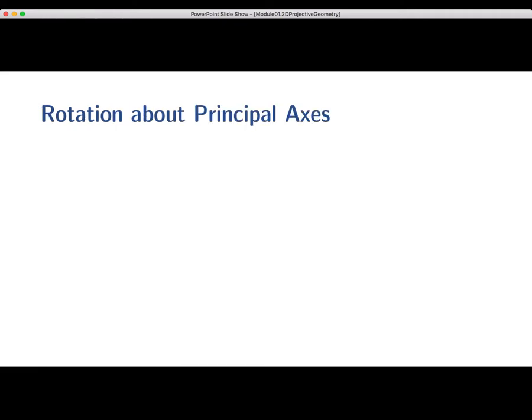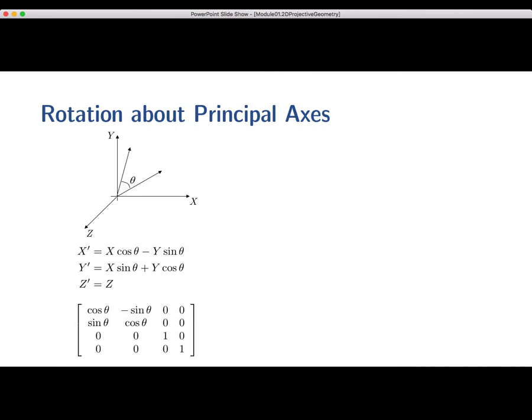Okay, so that was rotation about the z-axis. These are the equations you get, and this is the matrix form of rotation about the z-axis, counterclockwise, looking from the positive side of the axis towards the origin. How about if I rotate about the x-axis or rotate about the y-axis? How do I get those?